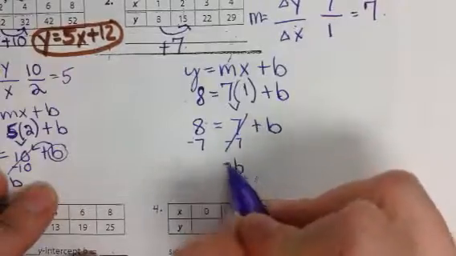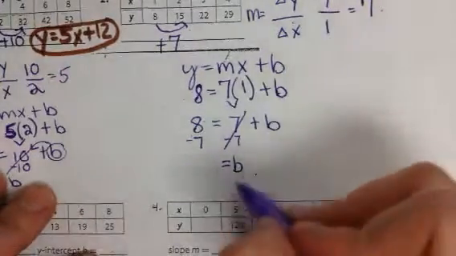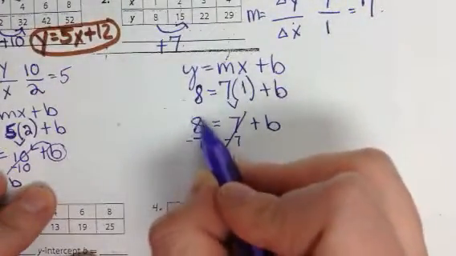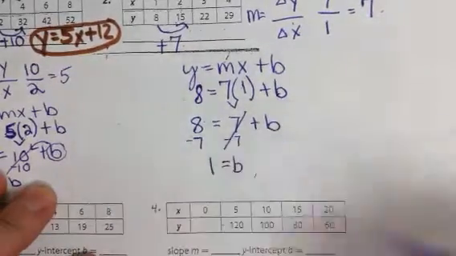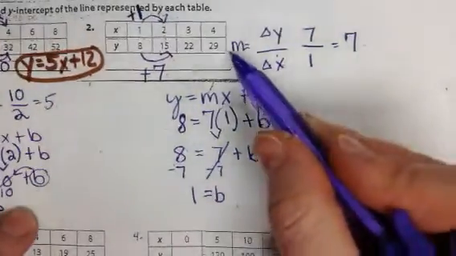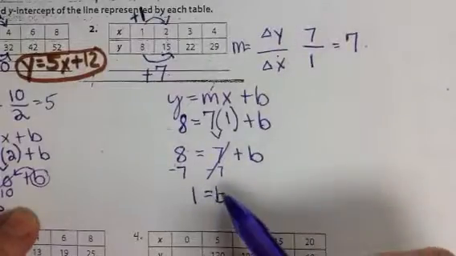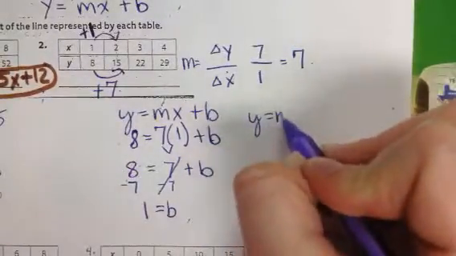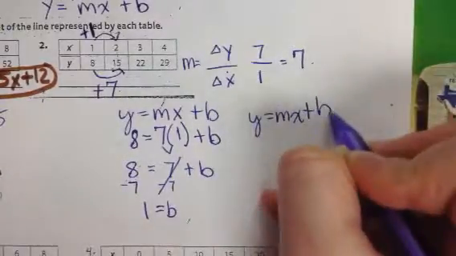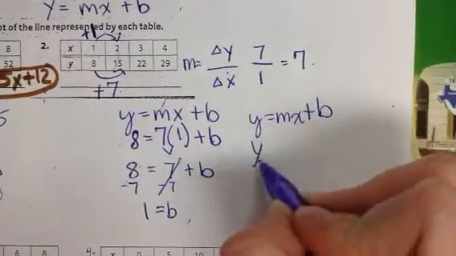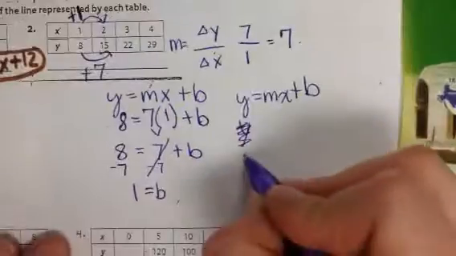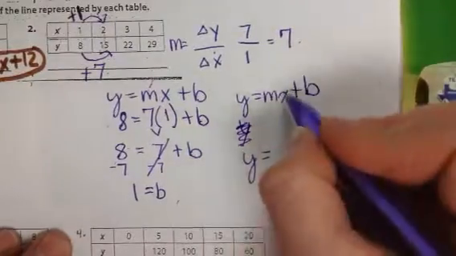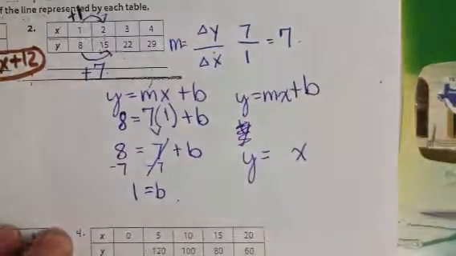Okay, so now my variable is isolated. B is all alone. I work this side, 8 minus 7, to get 1. So I know that my m number is 7. I know my b number is 1. So in this equation, I'm going to keep the y, and I'm going to keep the x there.